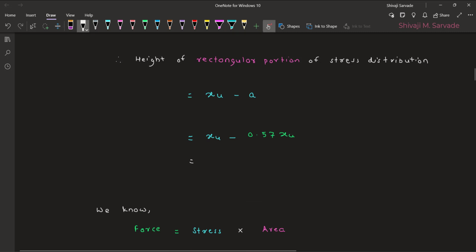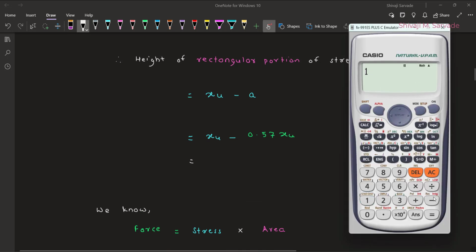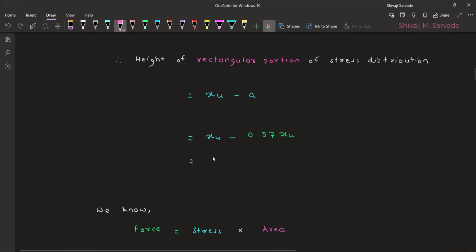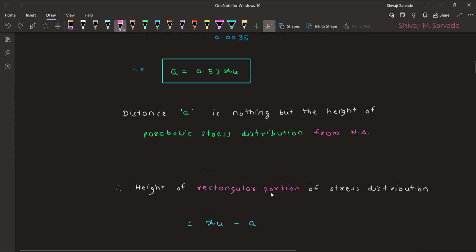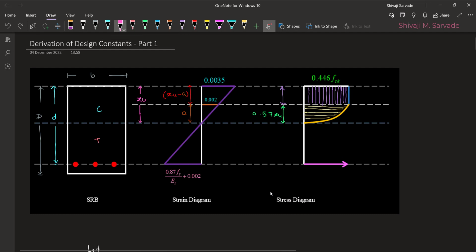Okay, so that becomes 1 minus 0.57. So that comes out to be 0.43 Xu. So let's write this down. This comes out to be 0.43 Xu. This is the depth of the rectangular portion. So if I go up, I now know both the distances.